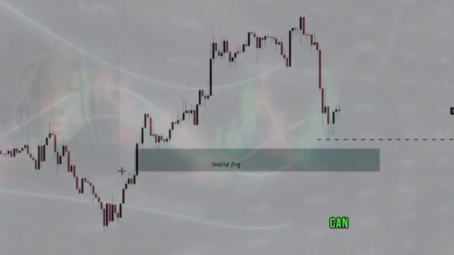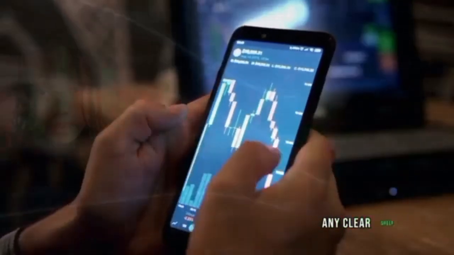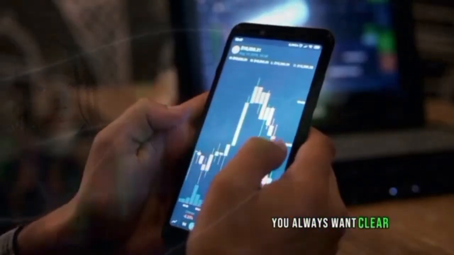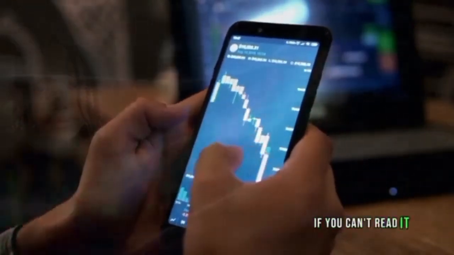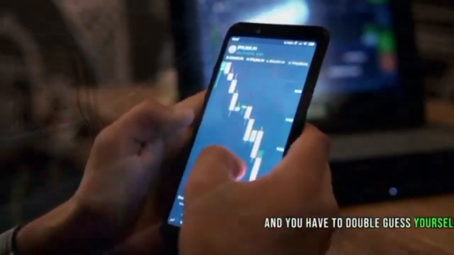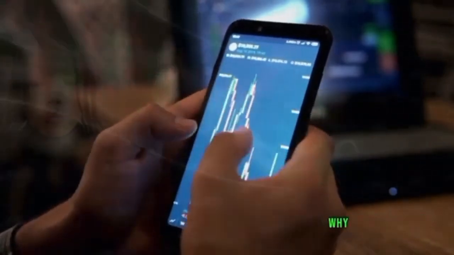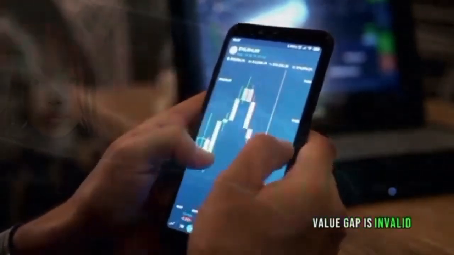And the third one is that there is no clear shelf. Again, if you can see here, this shelf is not inside of this fair value gap. And if you look here, this will be more of a reach, so you don't see any clear shelf. And when trading price action, you always want clear price action. If you can't read it and you have to second guess yourself, then just skip the trade. And in this case, you have 3 reasons why this fair value gap is invalid.